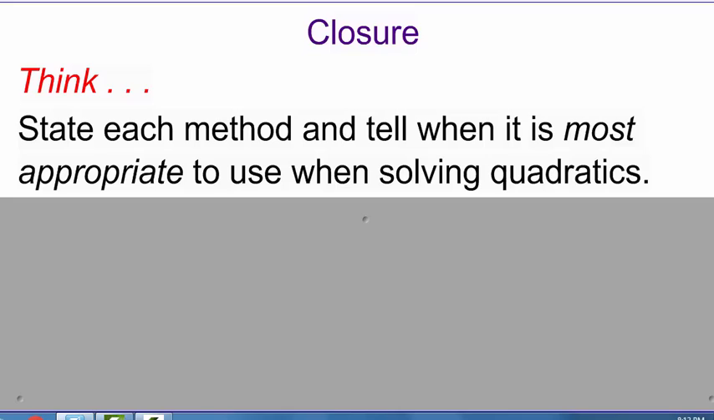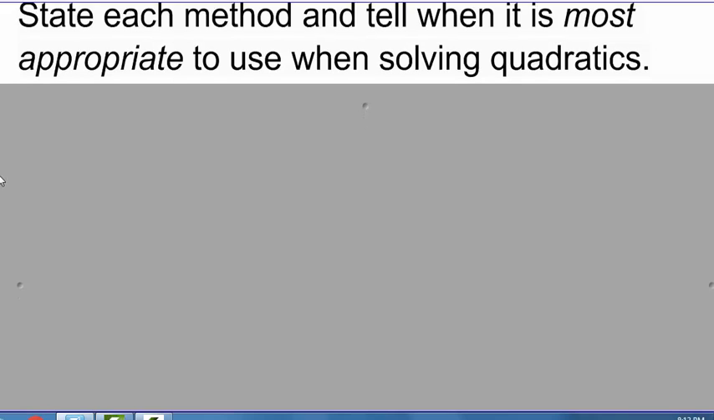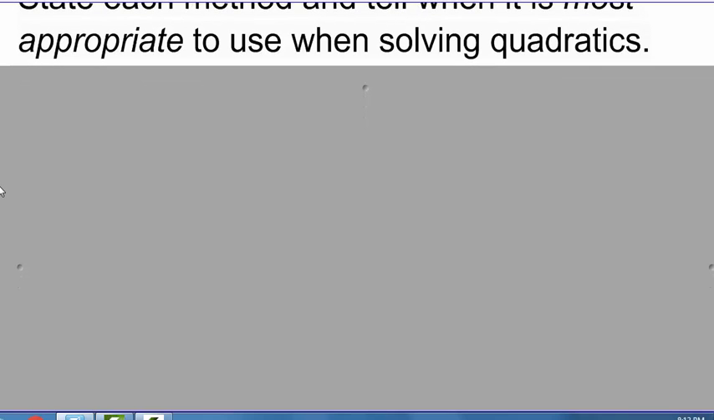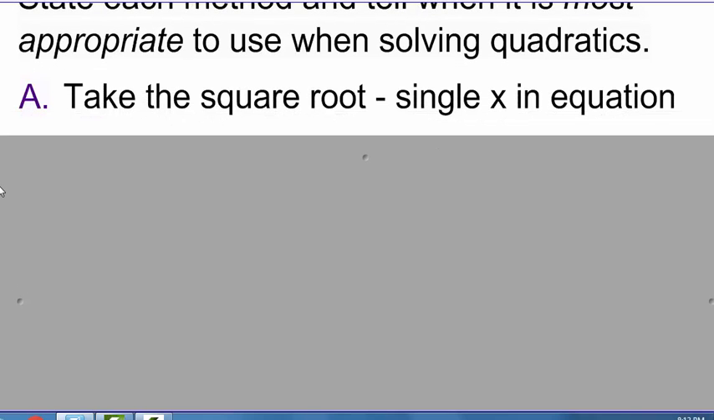So that brings us to our closure here. The methods that we talked about here: state each method, when's it most appropriate to use when solving quadratics. So the first one we always look at, take the square root. Right? When do I do that? When I have a single x in the equation.